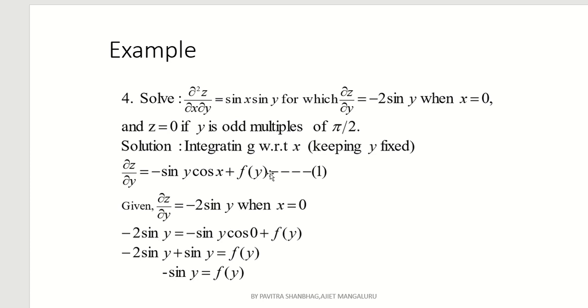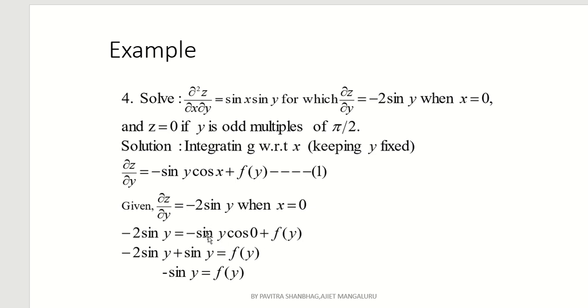Okay. Now after writing this step, you have to apply the condition. What is the given condition here? Dou z by dou y equal to minus 2 sin y when x equal to 0. Wherever dou z by dou y, apply minus 2 sin y, and wherever x, apply x equal to 0. Now look here, minus 2 sin y equal to what? Minus sin y cos 0. Cos 0 means 1. So minus sin y plus small f(y). Okay. So minus 2 sin y equal to minus sin y plus f(y).